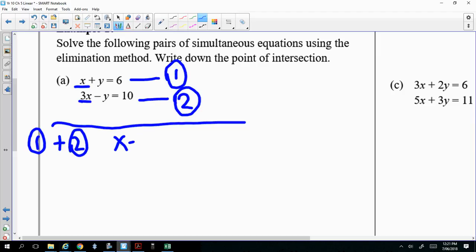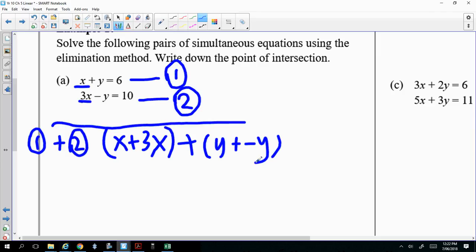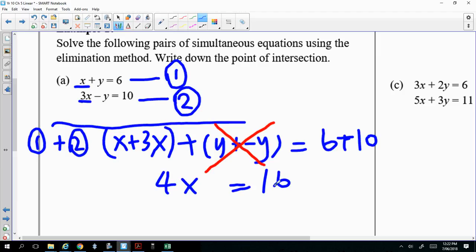And then you have, actually, put a bracket, plus y plus negative y, right? x plus 3x, y plus negative y, equal to 6 plus 10. And when you do this, the y gets eliminated, becomes 0. There's only x left, so that's why it's called elimination. x plus 3x is 4x, equal to 16, therefore x equal to 4. So elimination can be very quick.